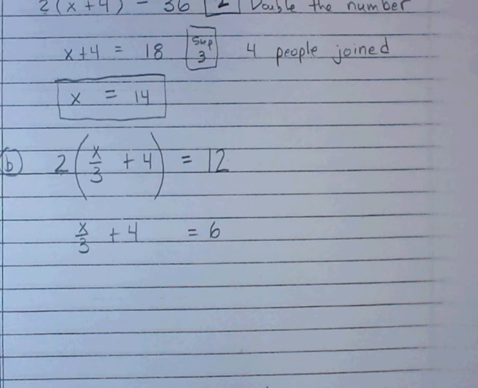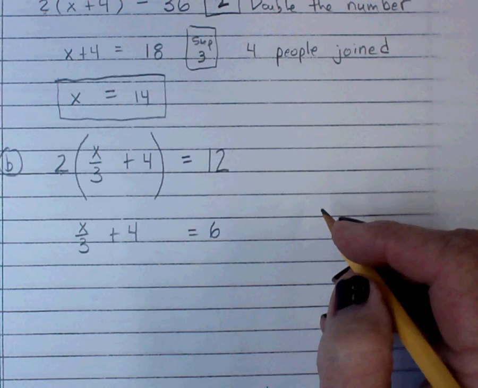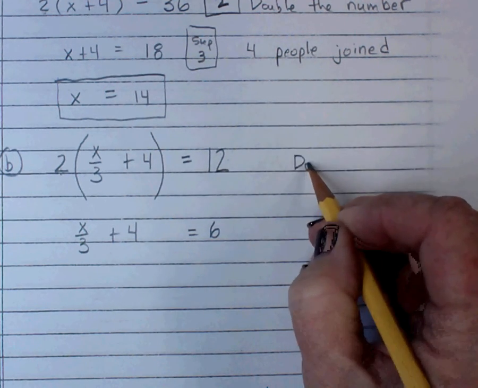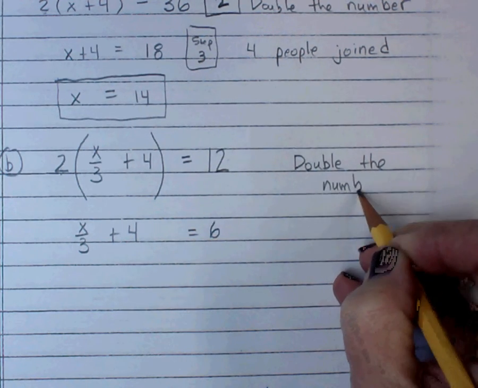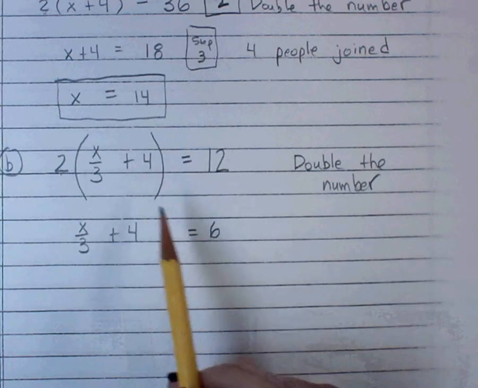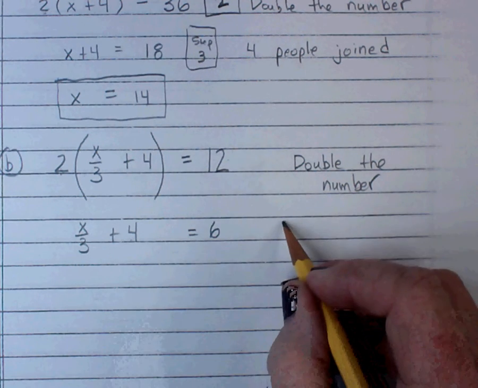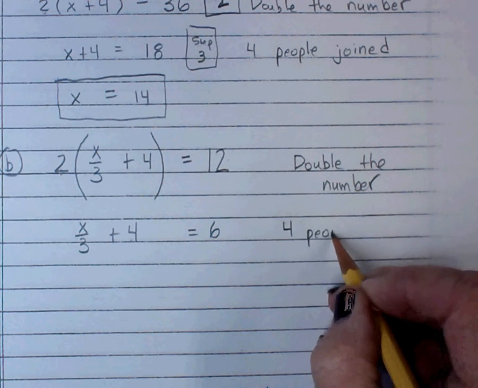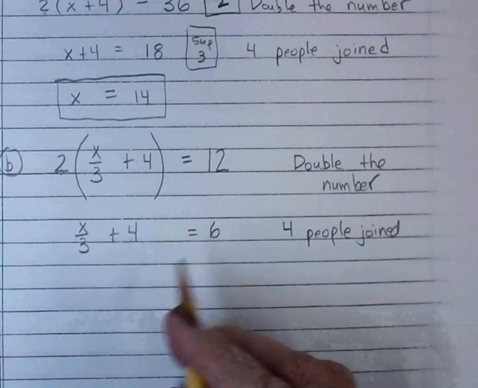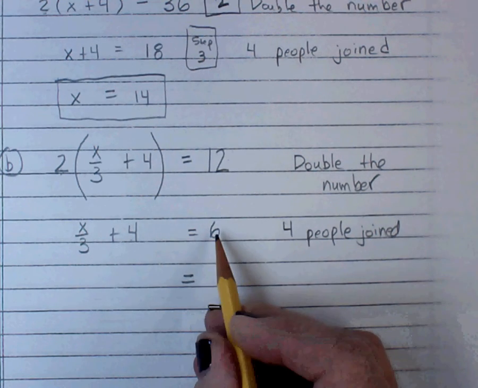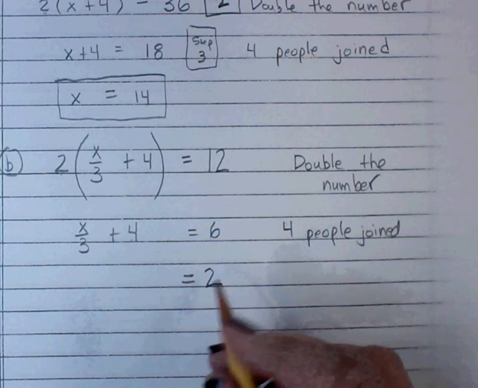All right. So that first thing that happened in this case was the doubling. Double the number of people at the table. Well, that's the first thing we're undoing. It's actually the last thing that happened. The next thing we're undoing is adding 4 people. 4 people joined the table. And to undo that, we subtract 4. So over here, we're going to end up with 6 minus 4, which is 2. So at that point, there were only 2 people at the table.